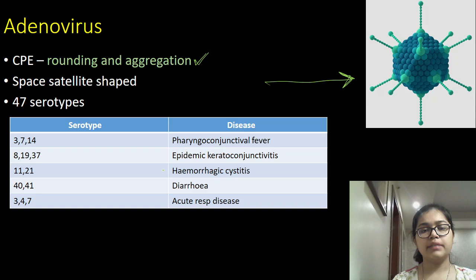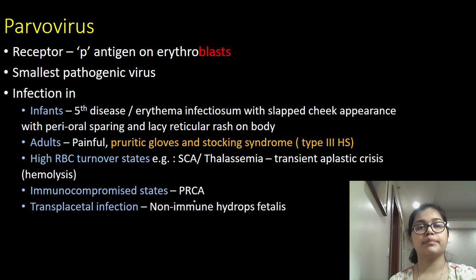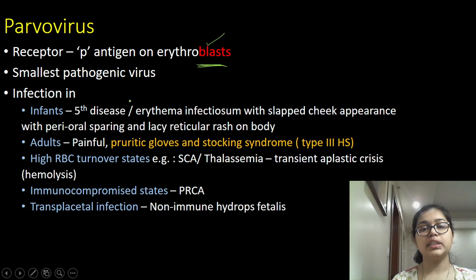In high RBC turnover states like sickle cell anemia or thalassemia, it produces a transient aplastic crisis because of extensive hemolysis. In immunocompromised states, it leads to pure red cell aplasia, and in transplacental infection, it leads to non-immune hydrops.